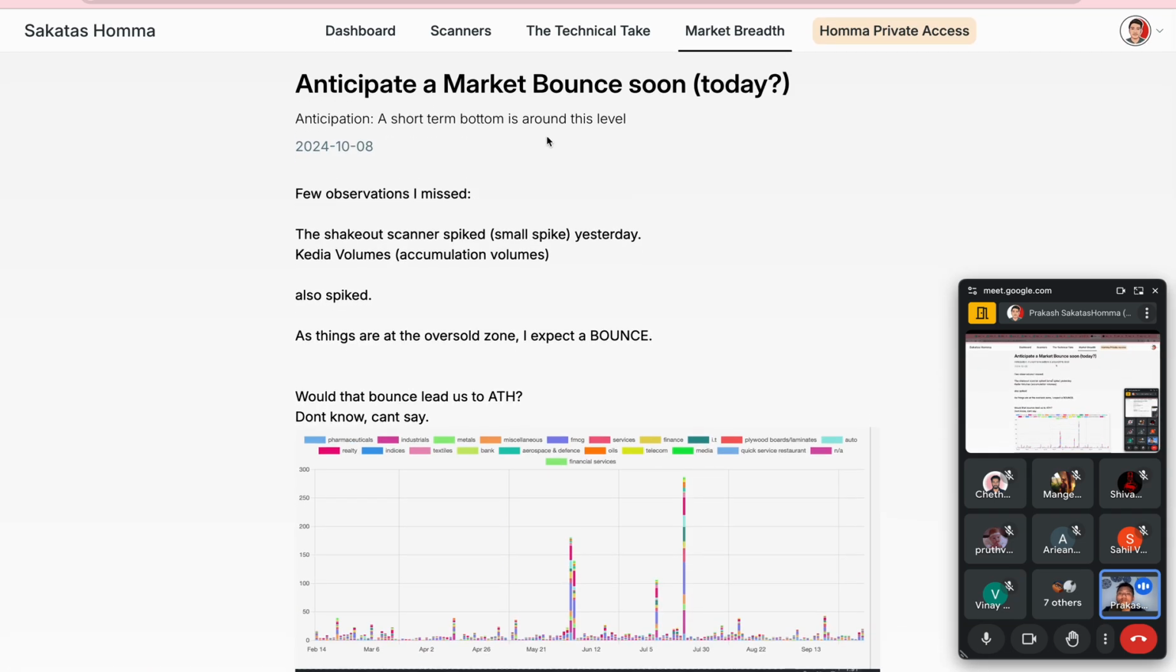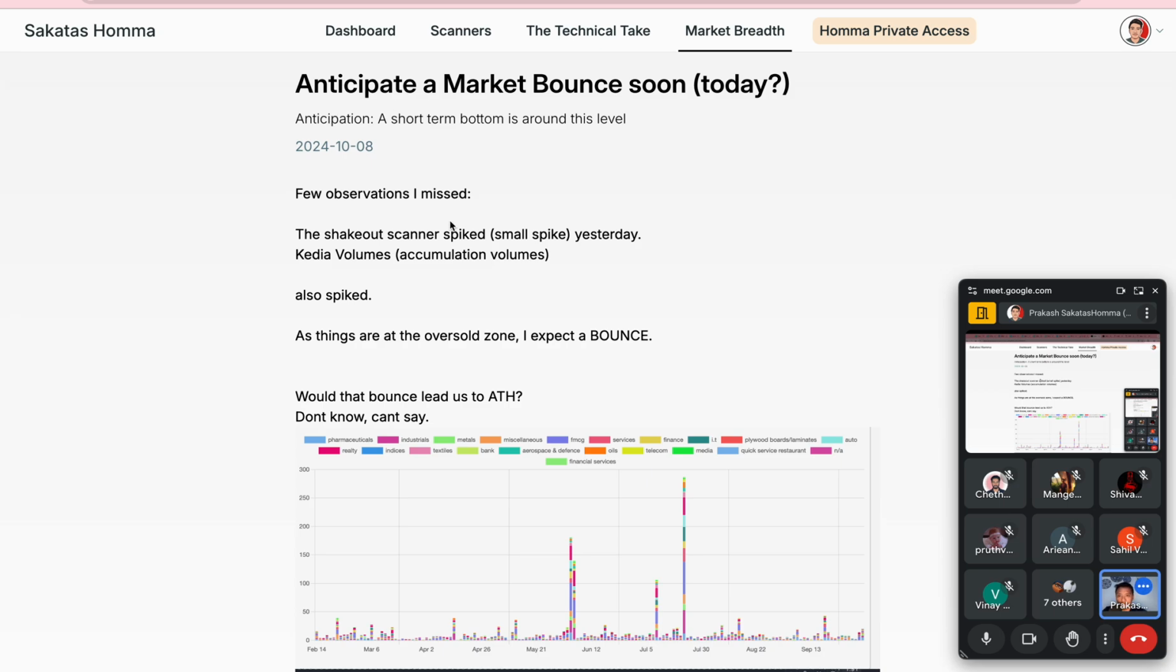So these were the few things which helped me to look for a bounce. And this is what anticipation means. Anticipation doesn't mean that it will definitely come. Anticipation means that the probabilities are in your favor, and so you have to be ready to play if that short-term bounce occurs, right?